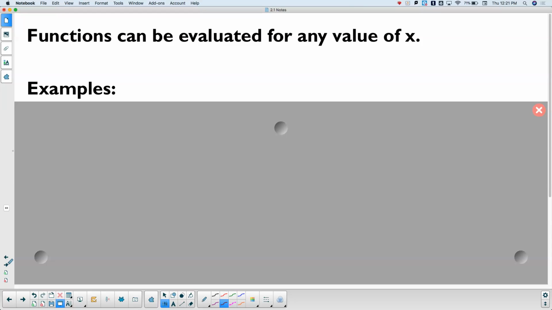We can evaluate functions, and you've seen function notation before. Okay? f of x, all that fun stuff.